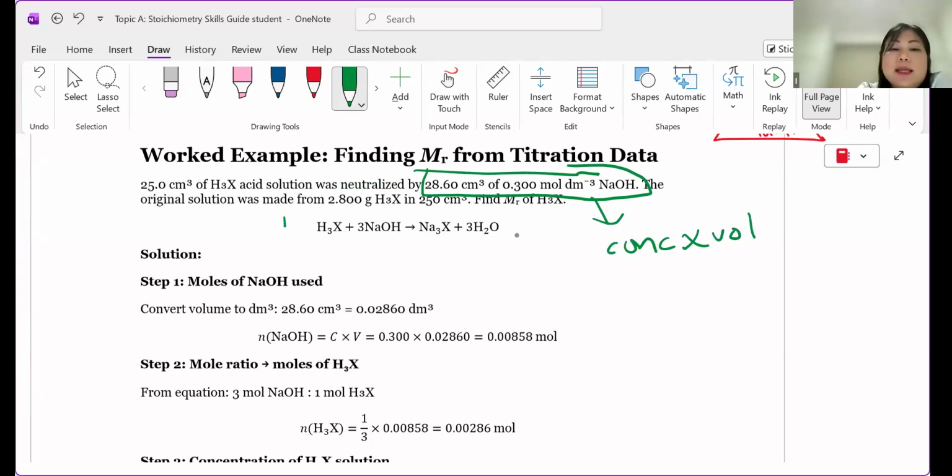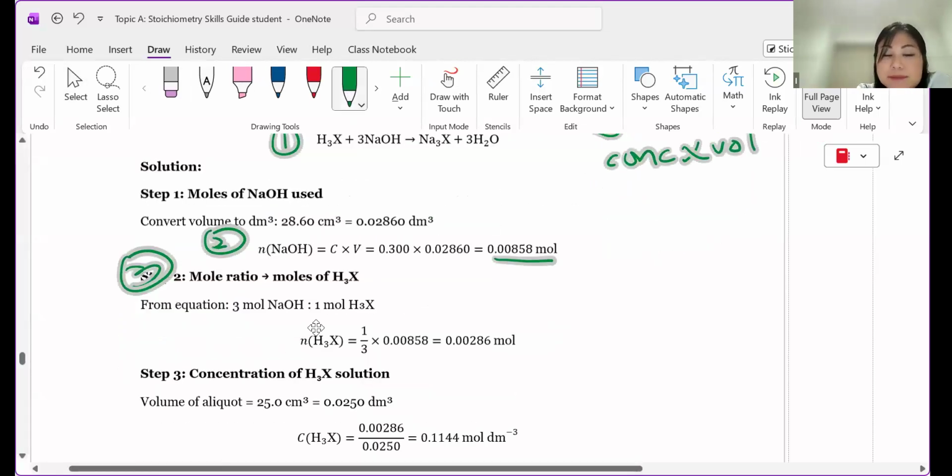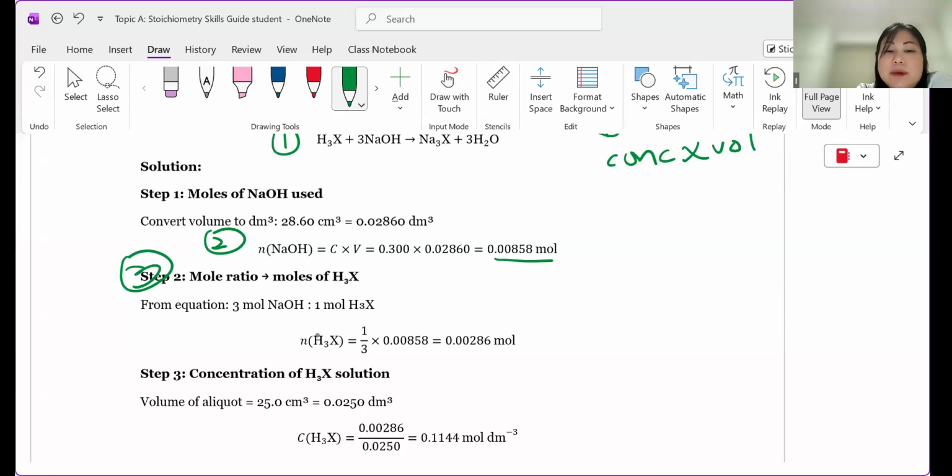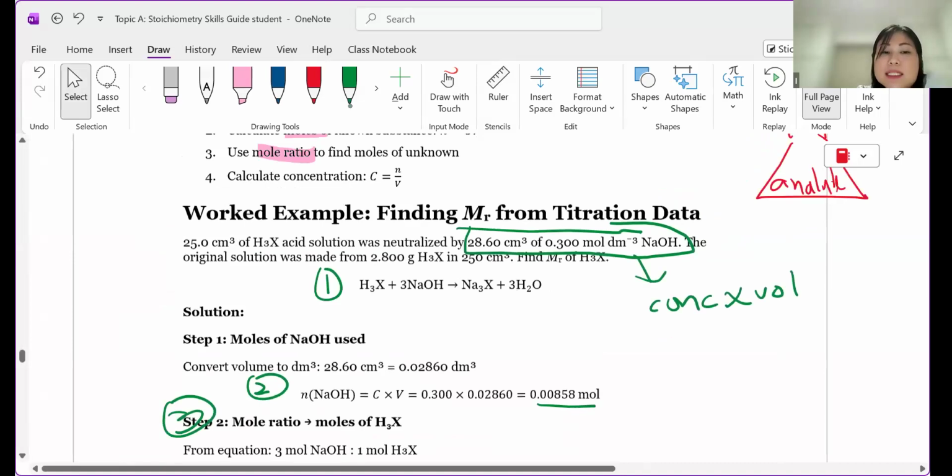So first, write an equation. Second, find moles. So I'm going to find moles using the concentration and volume. Then after you find moles, that's the second step. Third step, always the mole ratio. So the mole ratio is with respect to H3X: 3 sodium hydroxide to 1 H3X. So sodium hydroxide is this amount, and to get H3X, it will be divided by 3. So that's the moles of H3X.